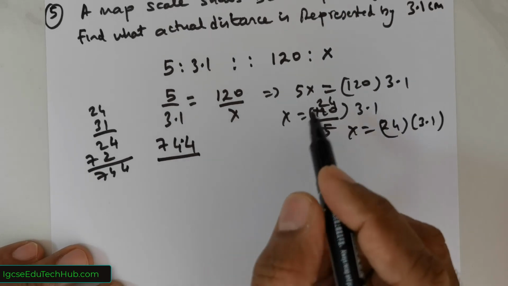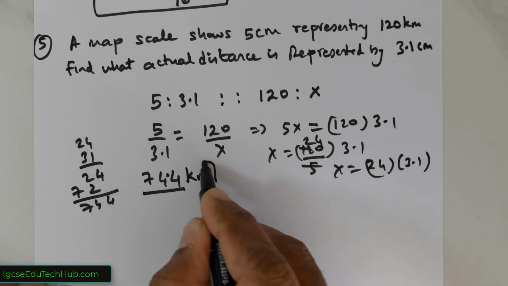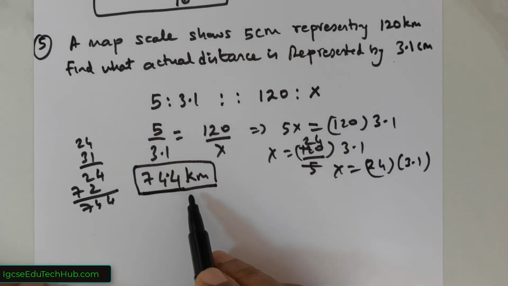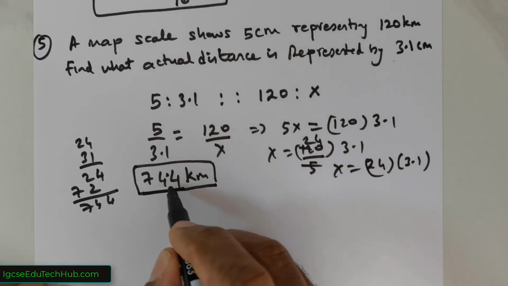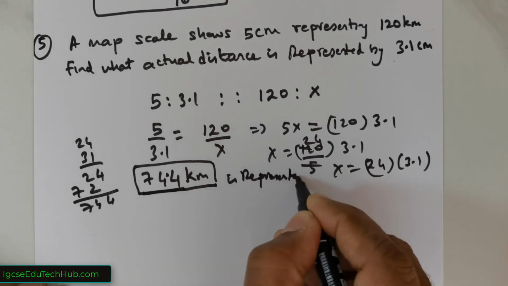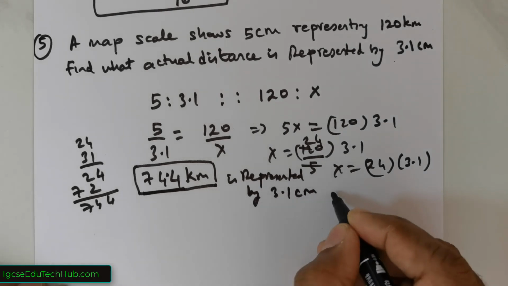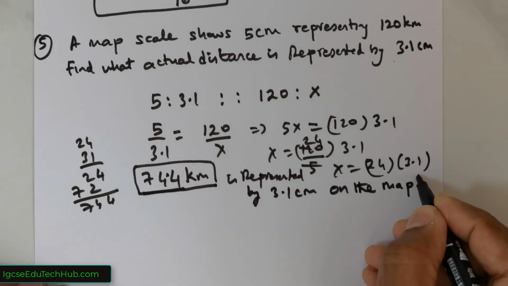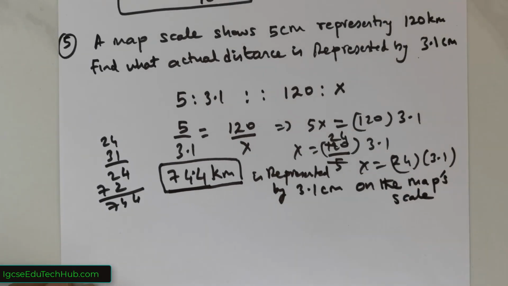What is the meaning of this? This means that 3.1 centimeter represents 74.4 kilometers as the actual distance. In other words, the actual distance of 74.4 is represented by 3.1 centimeters on the map scale. Okay, that is the conclusion. So having mentioned you this, let me move on.